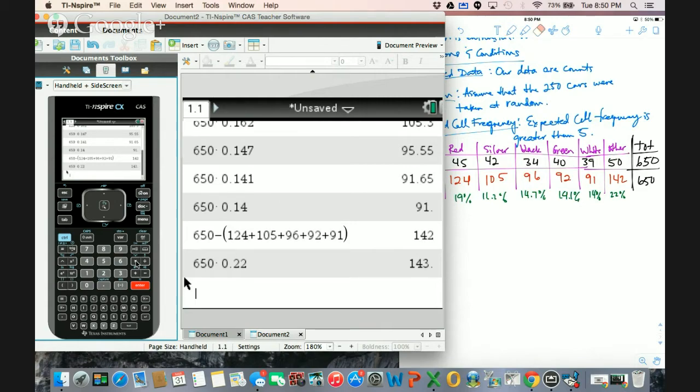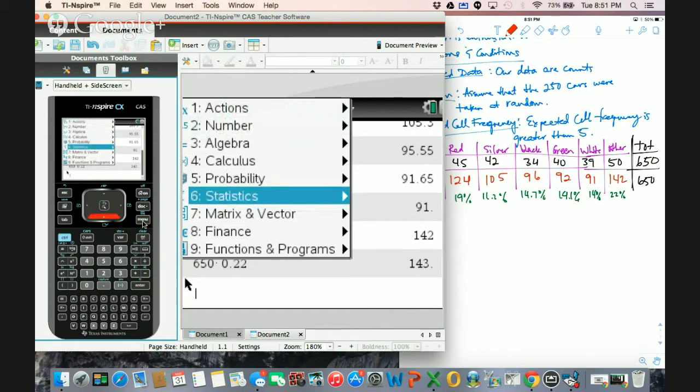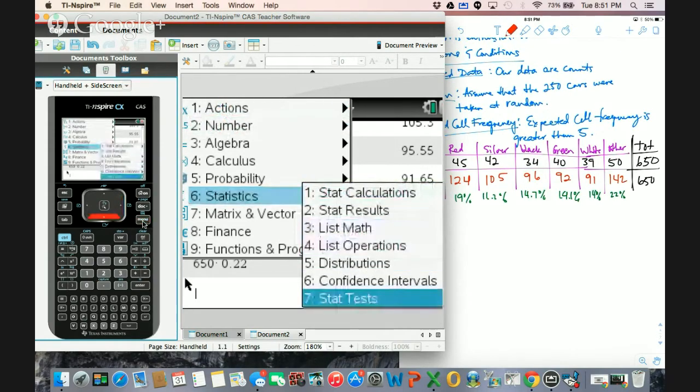Okay, so now that we've got those numbers, we can clearly see that the expected cell frequencies are going to be greater than 5. So now we're going to go to our mechanics, which is really just getting the calculator to do a lot of the work for us. So we're going to go to Menu, Statistics, Stat Tests.